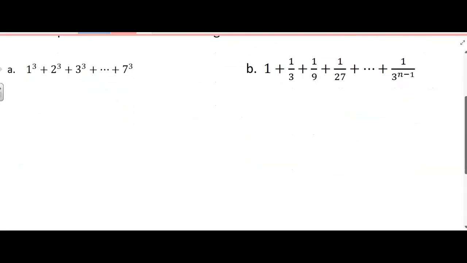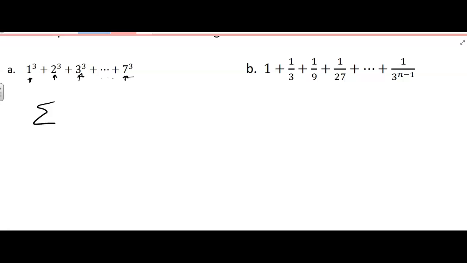So here's the first one. I've got 1 cubed plus 2 cubed plus 3 cubed plus dot dot dot to 7 cubed. Okay, so I'm going to put the summation. There's the sigma. And it seems like the 1 is changing, then to 2, then to 3, up to 7. So it seems natural to say, now you get to pick what you want for the index.